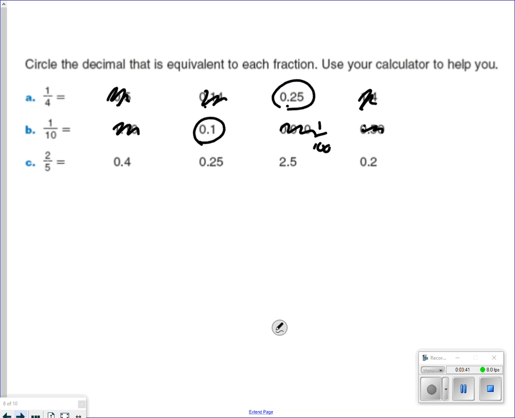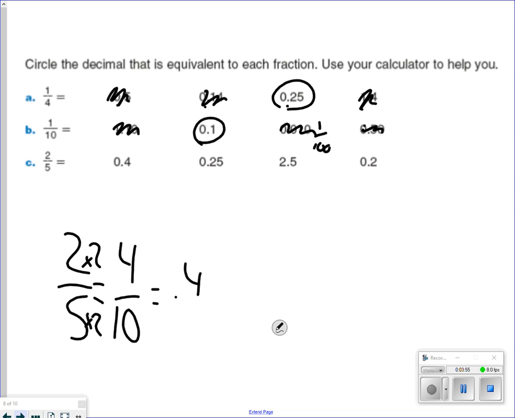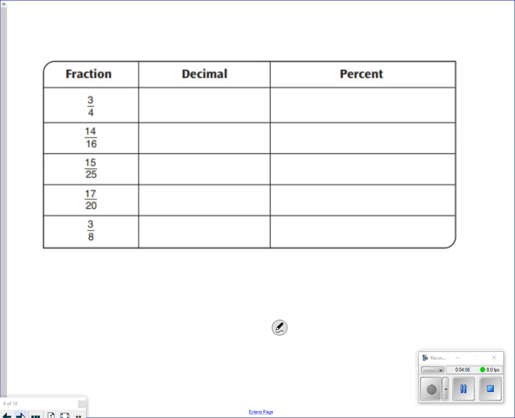Let's try this next one. We have 2/5. I have to convert 2/5 into something with 10 or 100. Well, 5 can go into 10, so let's make it a 10. So 5 times 2 is 10. 2 times 2 is 4. So my decimal would be 4/10. That is right there, 0.4. 0.25 would be incorrect. 2.5 would be incorrect, and 0.2 would be incorrect. Let's take a look at another one here.